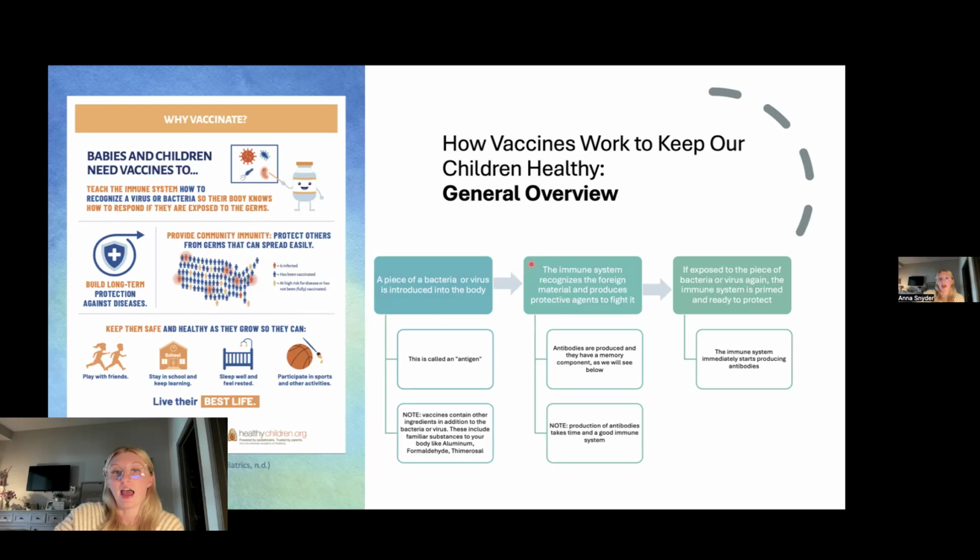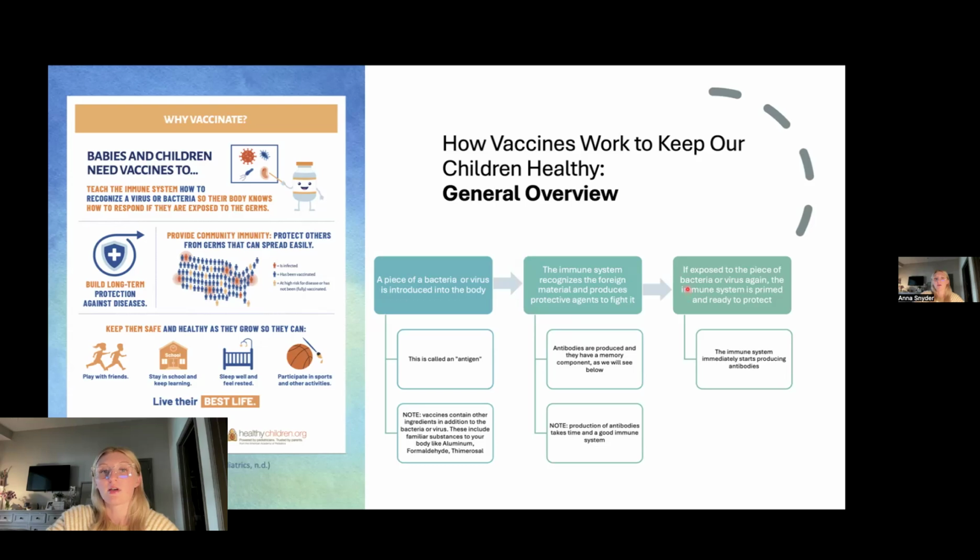The next step after the bacteria or virus is introduced into the body is that the immune system will recognize the foreign material and will produce protective agents to fight the bacteria or virus. These are formally called antibodies, and they have a memory component, as we will see in the next step. I just wanted to note here that the production of these antibodies, one, takes time, and two, takes a good immune system to be able to produce these.